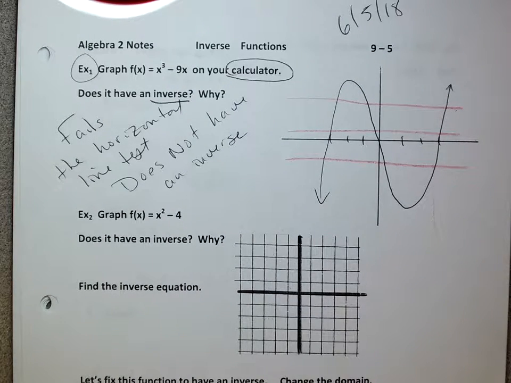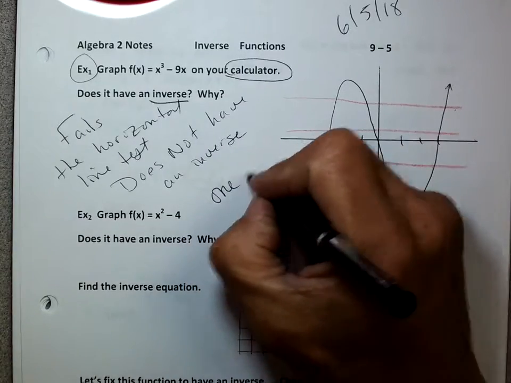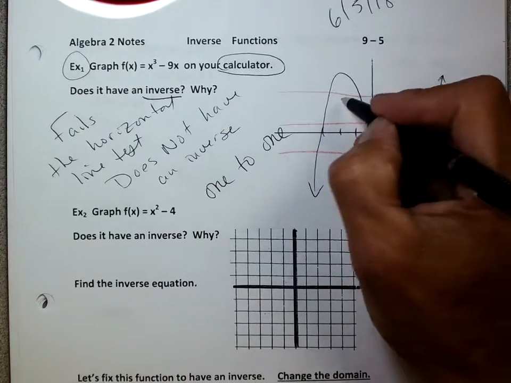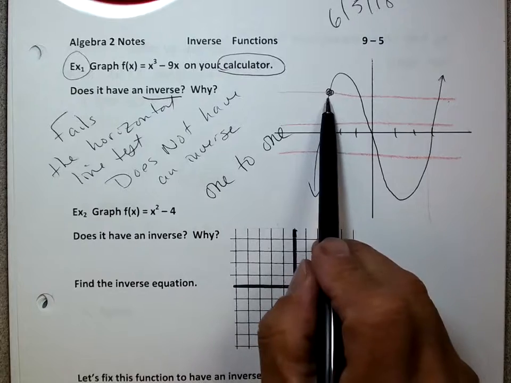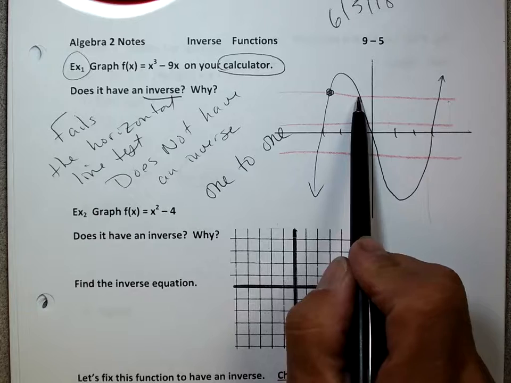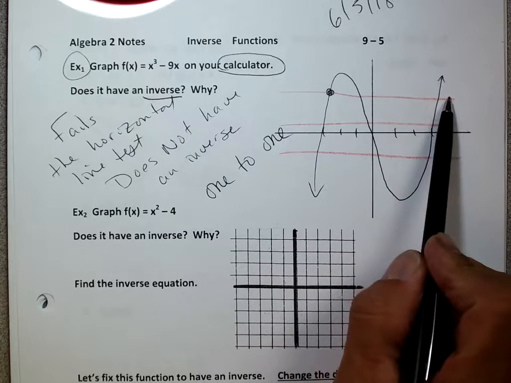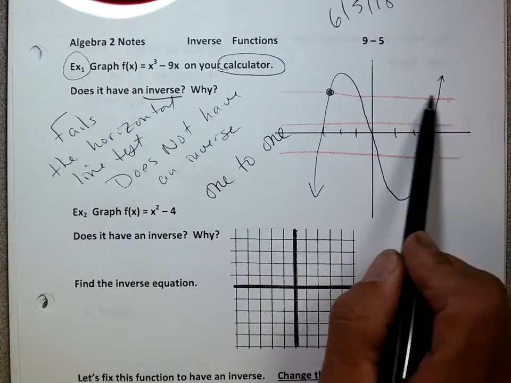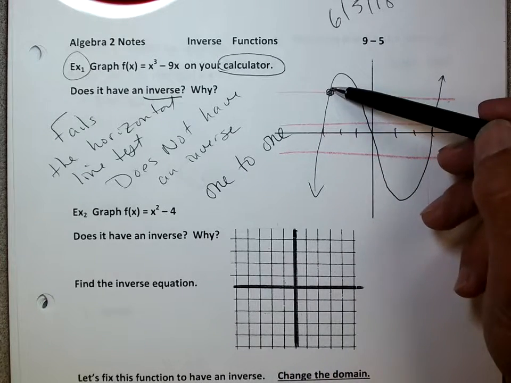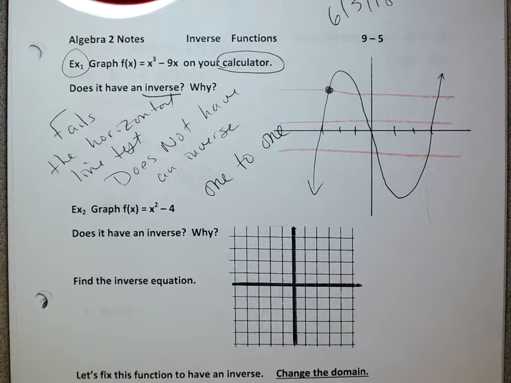So we talk about this thing called 1 to 1. 1 to 1 means every point has only one y value or one x value. So here's the problem right here. This x value has one y value, but you've got another y value that's the same and another y value that's the same. So this isn't 1 to 1. You have to have one y value for one x value and one x value for each y value. So even though it is a function, it doesn't have an inverse.